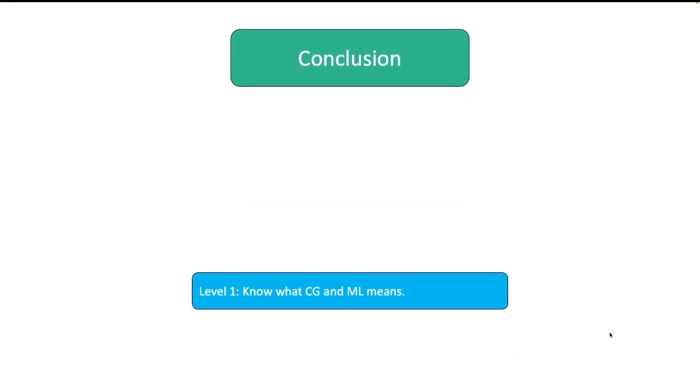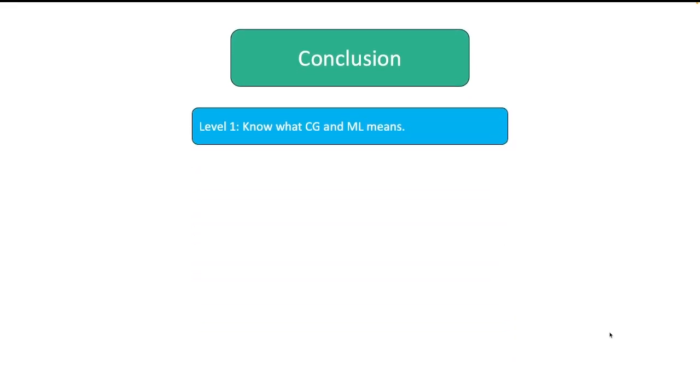Right, so let's quickly conclude the talk. I'm going to use levels of learning for my conclusion. So the title for this PhD is column generation in machine learning. The first level is, of course, knowing what column generation in machine learning means. So very easy, very trivial level. I'm not even going to talk about it.